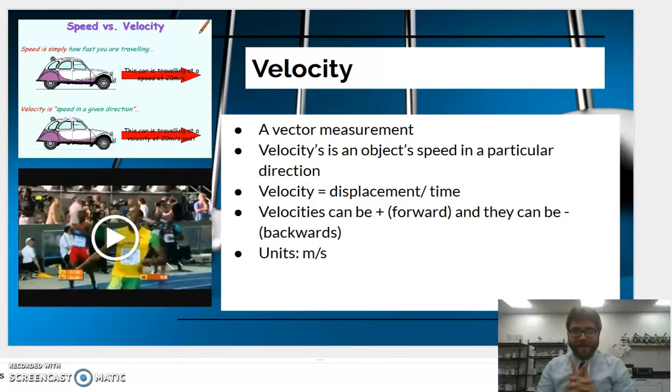Hello everyone! Alright, it is velocity time, it is note-taking time. Let's talk about it. Alright, velocity is a vector measurement.